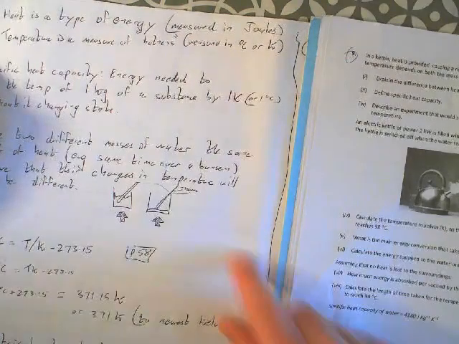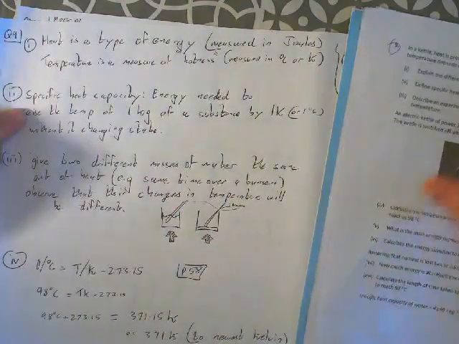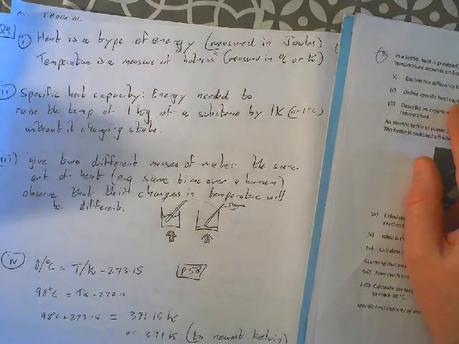I've got this written out here. So it would help if I have the right question ready for you. Just slap that under there. So heat is a type of energy measured in joules. Temperature is a measure of hotness measured in either degrees Celsius or Kelvin. Or if you're bonkers, you go Fahrenheit, but we don't do that.